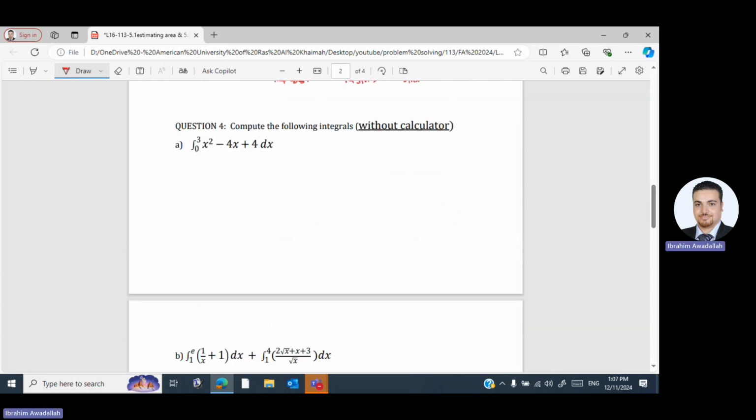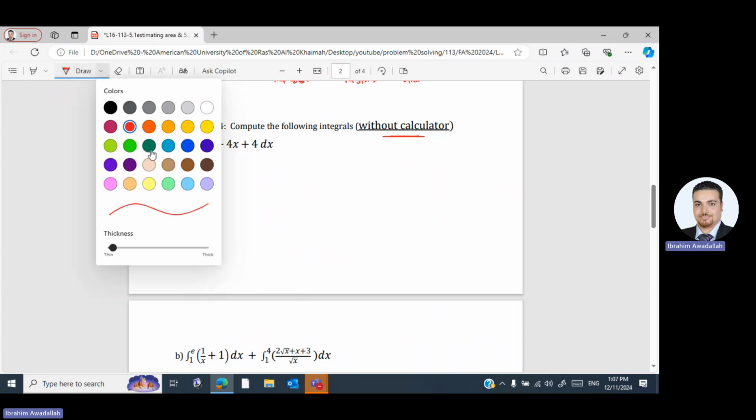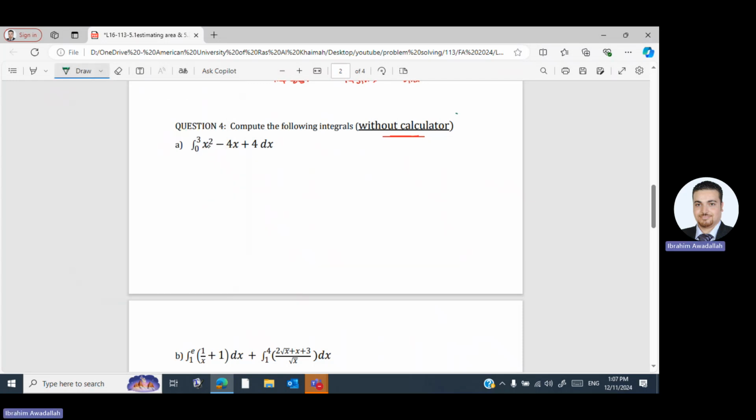Okay, fundamental theorem of calculus again, but this is part 2, where we should find this. You can check your answer by calculator, but I write here without a calculator. Don't use the calculator. Different color again. So the integration, or antiderivative, of this will be x to the power 3 divided by 3 minus 4x to the power 2 divided by 2 plus 4x, from 0 to 3, which means x to the power 3 divided by 3 minus 2x squared plus 4x, from 0 to 3.